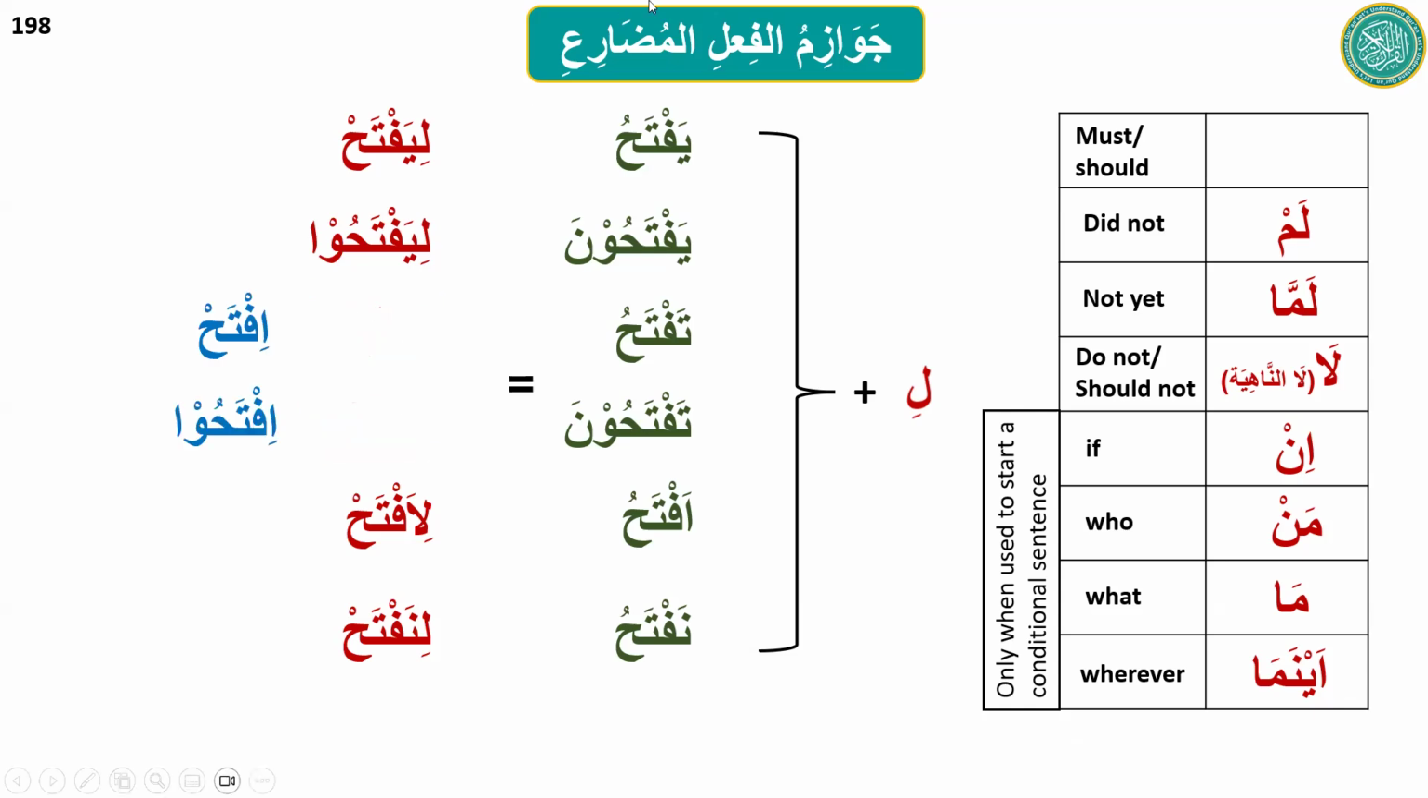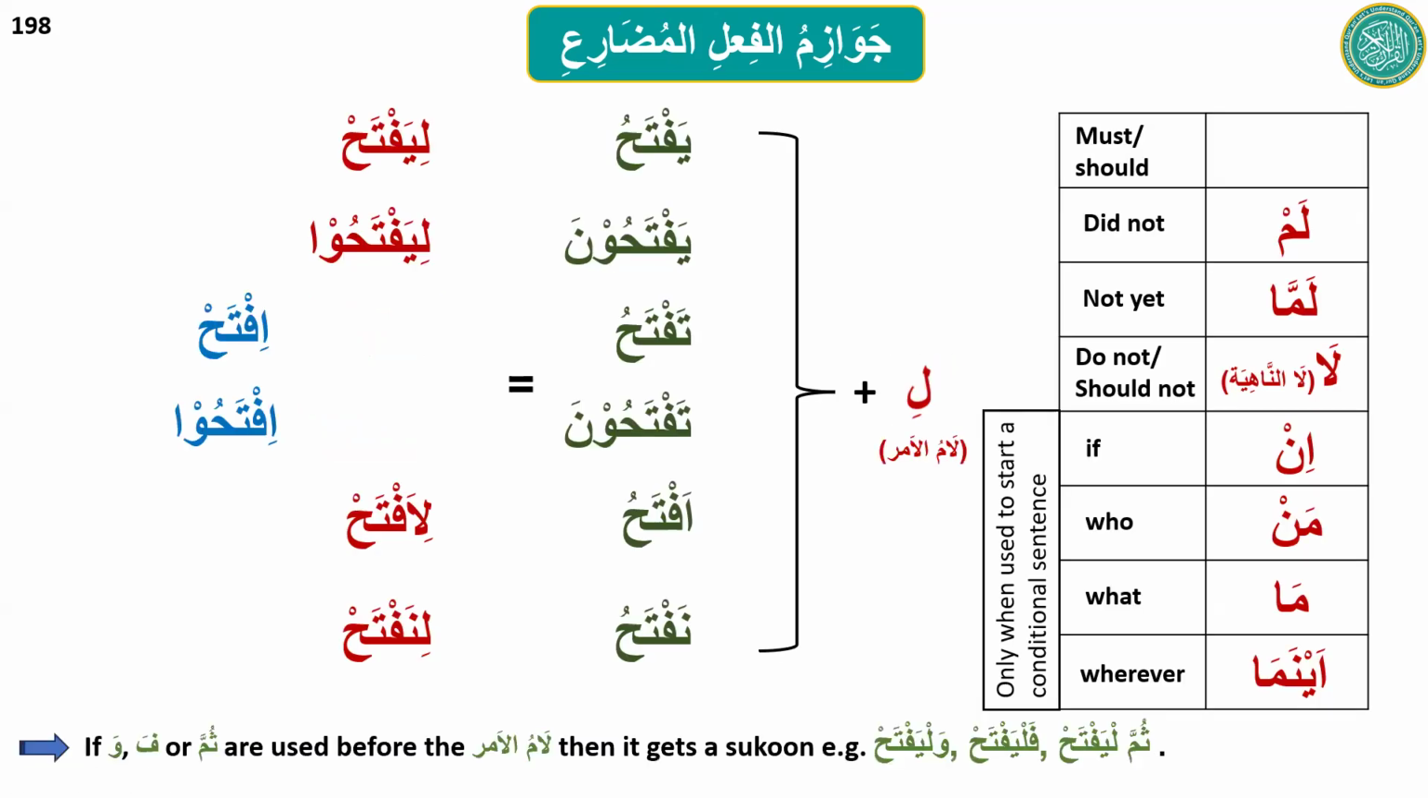Okay. Yeah, that's what we learned too. And same thing with feminine. One thing I wanted to mention is for lamul amr: when wa, fa and thumma come before this lam, it gets a sukoon. It is not li yaftah, it becomes wal yaftah. And li yaftah when fa comes before it becomes fal yaftah, or if it is thumma then it becomes thummal yaftah.